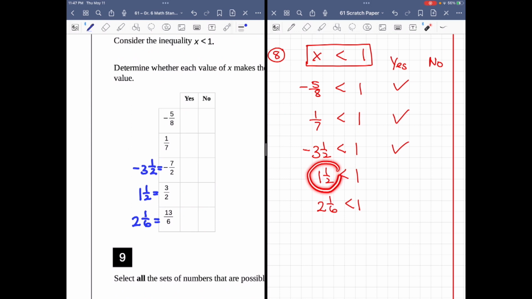Next, we have 1 and 1/2 is less than 1. And here we have 1 plus a little bit more. And on the other side, we just have a 1. So 1 and 1/2 is actually greater than 1, which means this statement is false. Click on no.